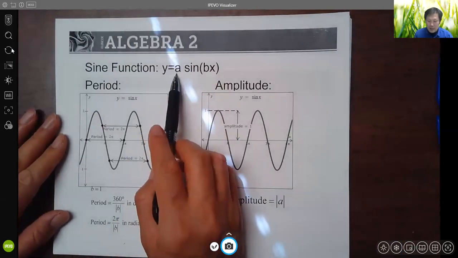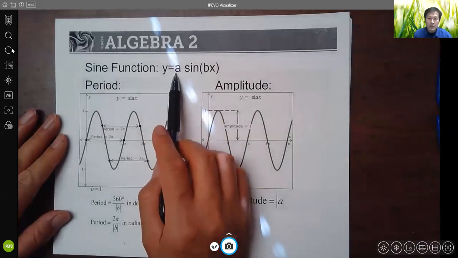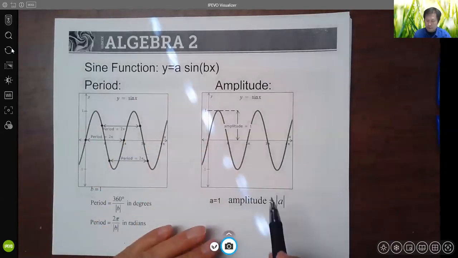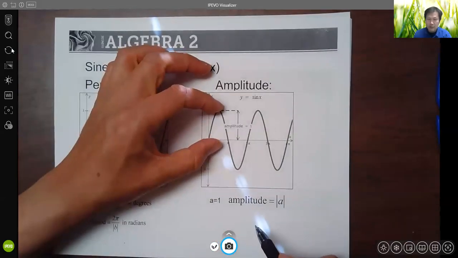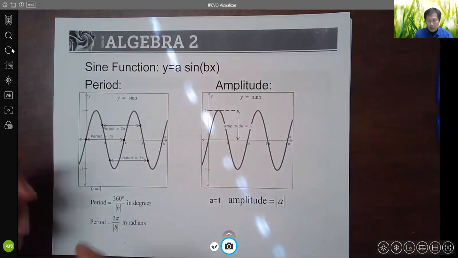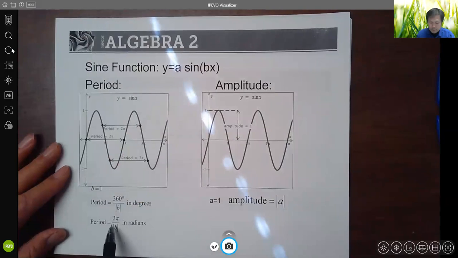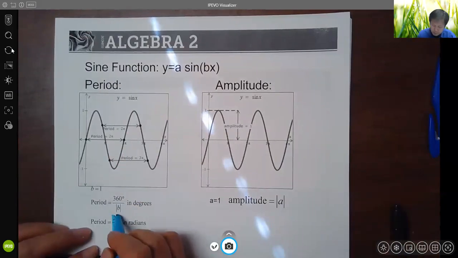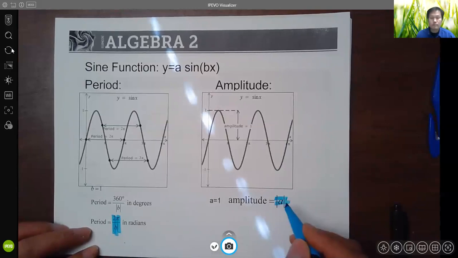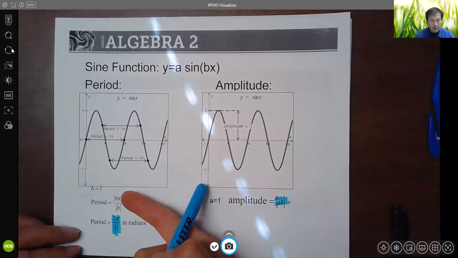So the value of a, which is the coefficient of the sine function, whatever number is in front of sine, is the amplitude. Actually, the absolute value of a is the amplitude. That determines how thick the graph is. And how long one cycle is, which is the period, we have a formula: 2 pi over the absolute value of b. This formula is super important. Along with this, amplitude is absolute value of a. The period is 2 pi over absolute value of b. This is 360 degrees over b.